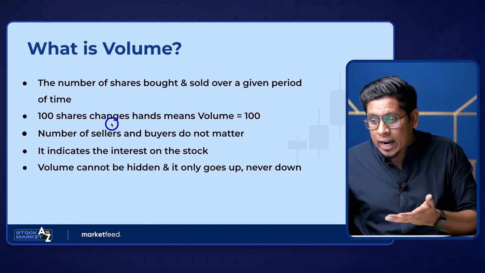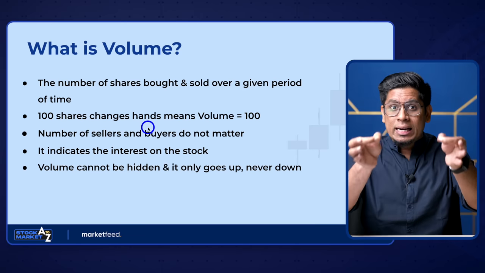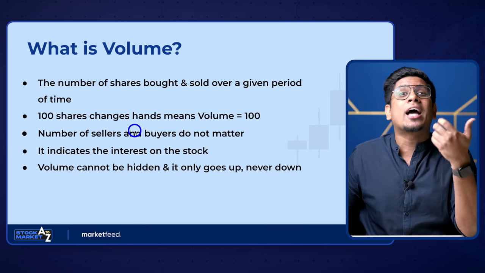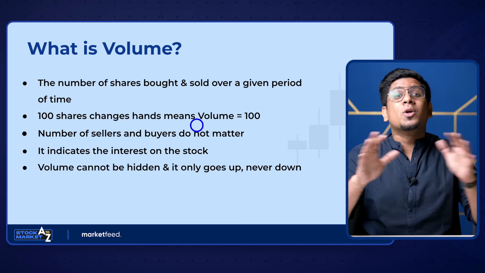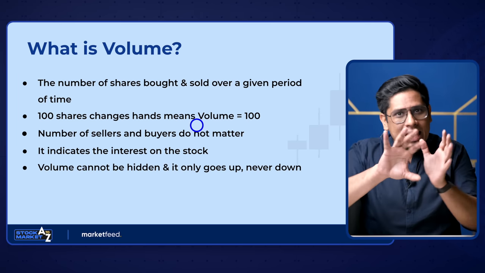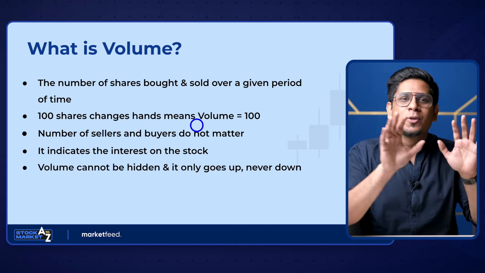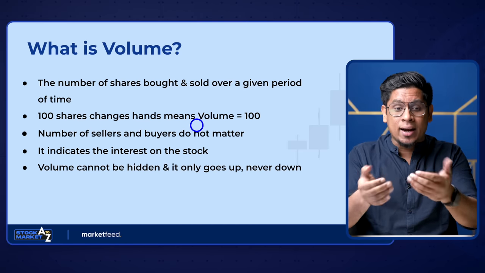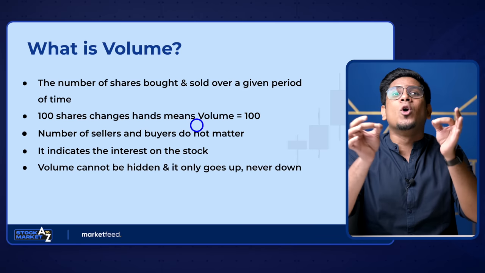For example, let's see here, right? If, say, in 5 minutes, in Reliance, 100 shares are actually changing hands, then the volume is 100. So let us talk about the misconceptions here. Let us clear them so that you have the actual answer super clear for you. Let us take this example where we said that in Reliance, in 5 minutes, 100 shares are being exchanged and the volume is 100.